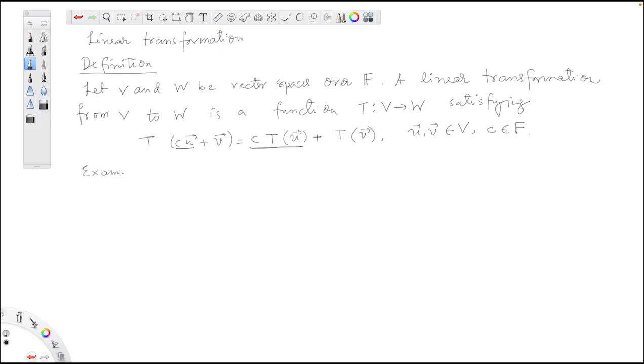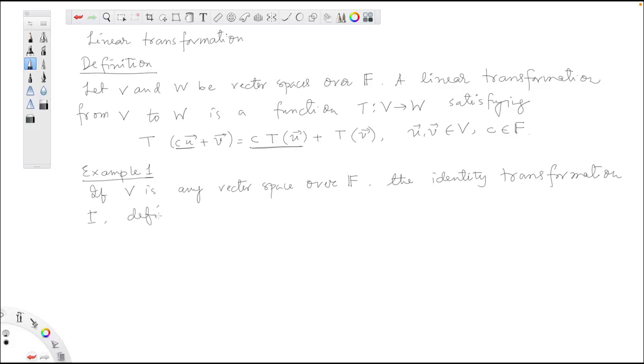Okay, so let me give you a few examples of linear transformations. If V is any vector space over our field F, the identity transformation I, defined by I acting on U spits out the same vector U for all U in the vector space V, is a linear transformation from V to itself.